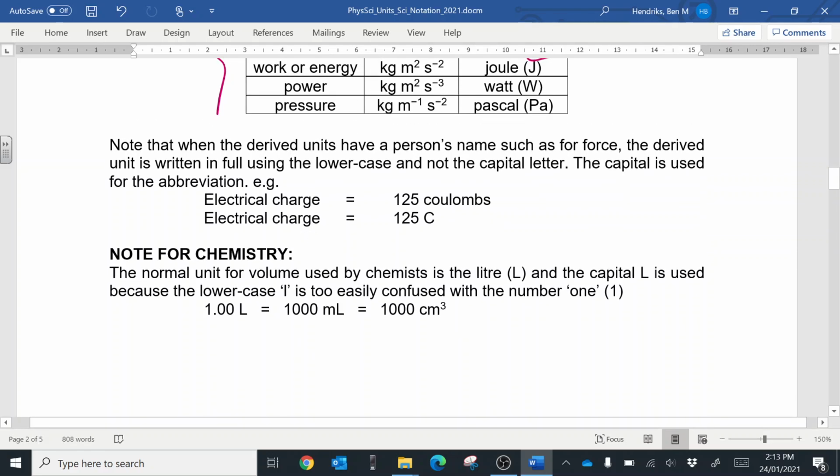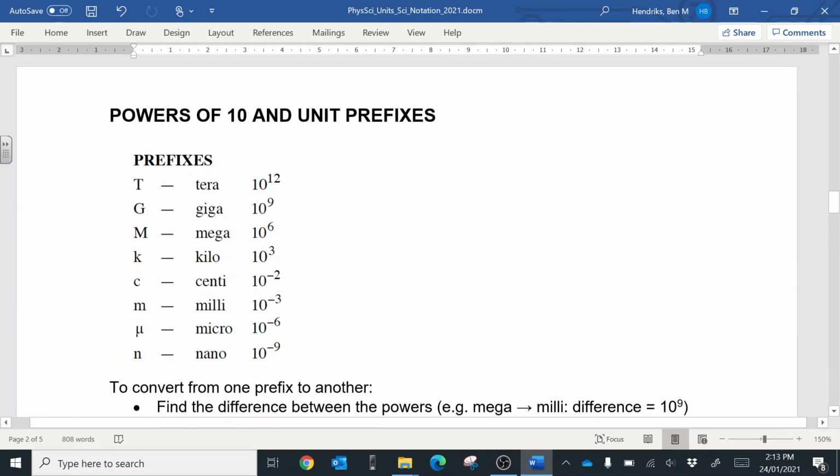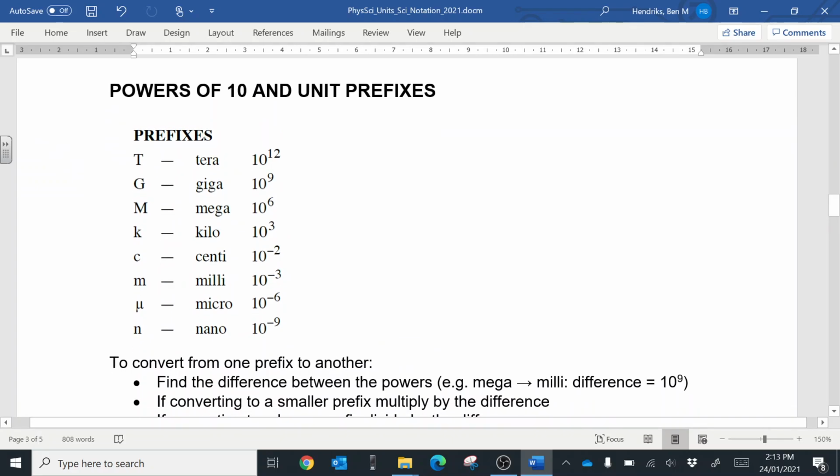We're going to move on to powers of 10 next, and unit prefixes, and we might cover that in the next video.